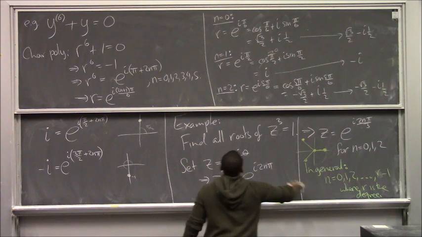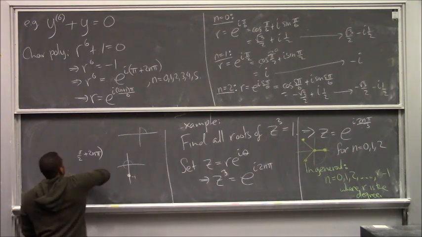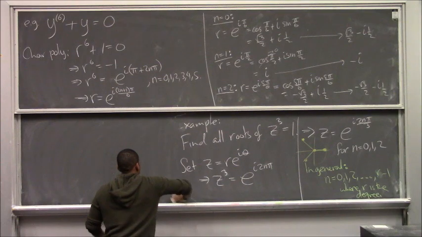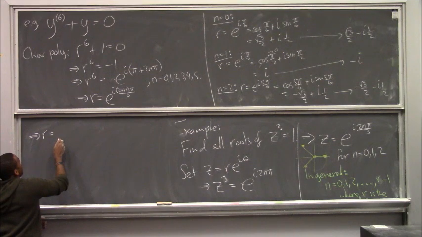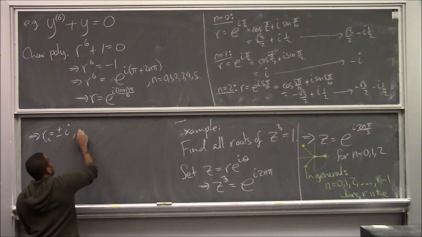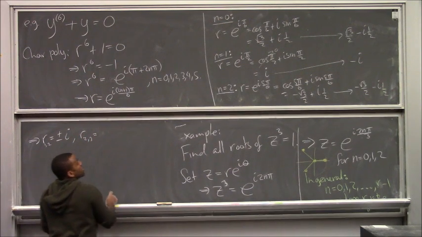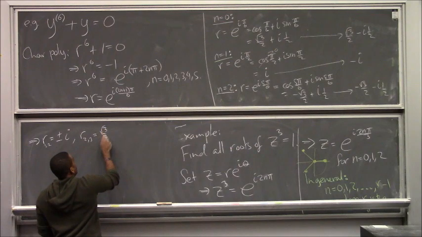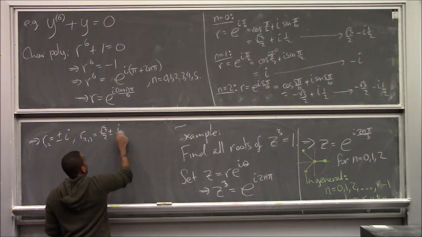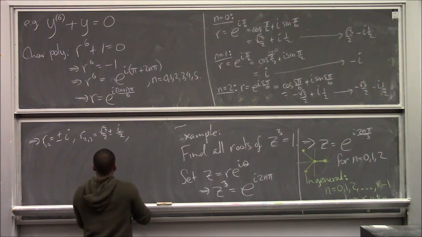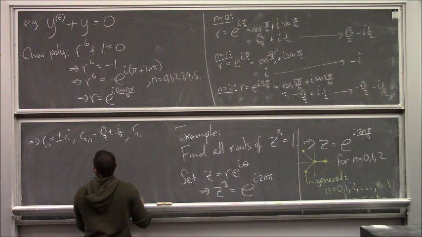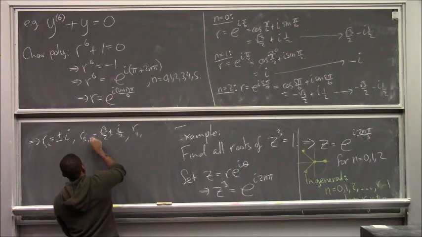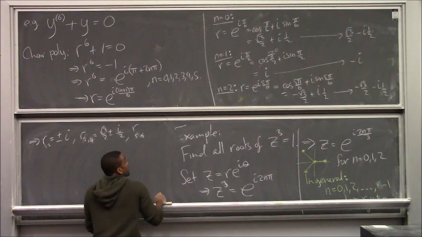And so, finally, what this means is the following. r is either equal to plus or minus i. That's the first 2 roots. The second and third roots are radical 3 over 2 plus or minus i over 2. This should be third and fourth, and this is the 5th and 6th.